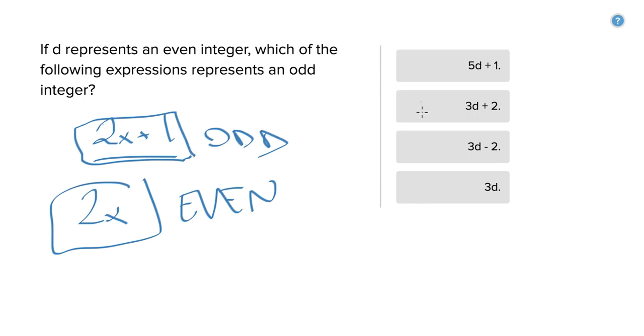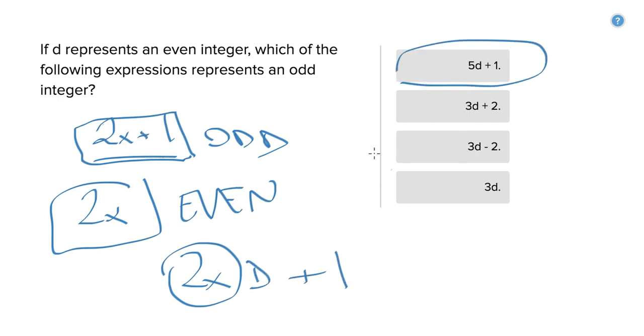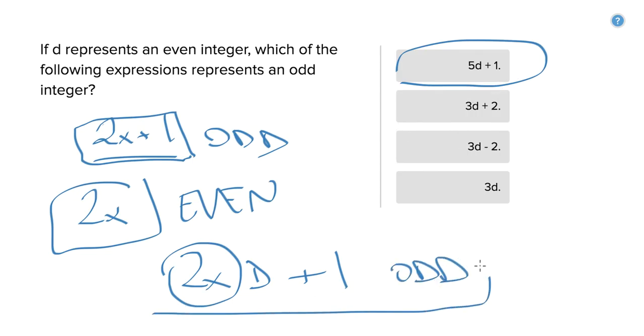Alright, so now that that's out of the way, which of these would represent then an odd number, given that d is already even? Well, even is going to be 2 times x. So we're going to be looking for something where the 2x is replaced by something times d. It doesn't really matter what it is, and we're just going to add 1 afterwards. Well, 5d plus 1 is the only expression that does that. So we keep our little formula for an odd number, but the d sort of changes things.